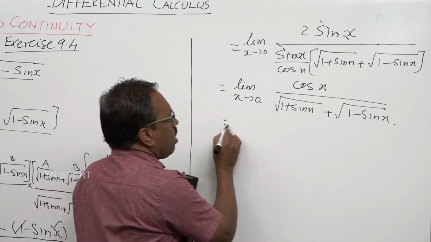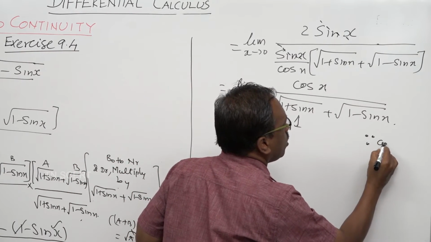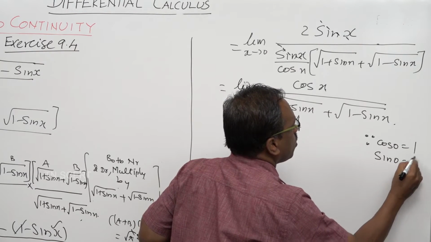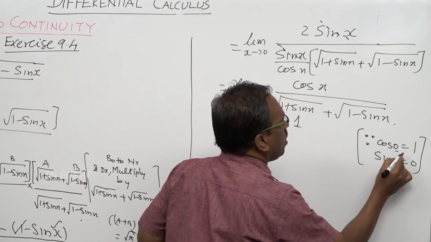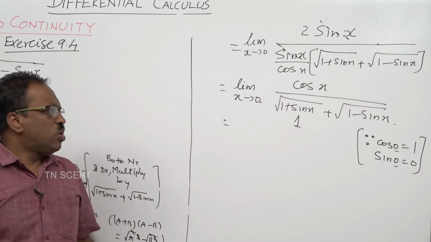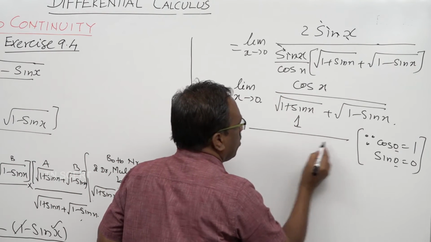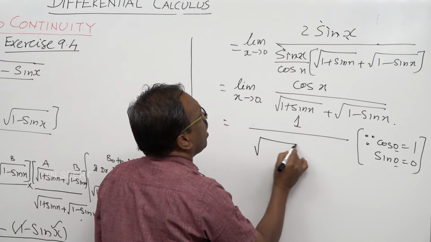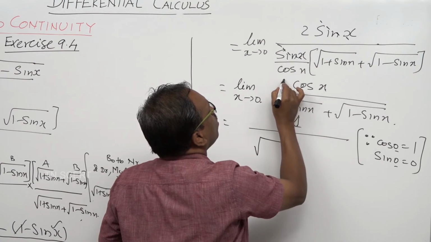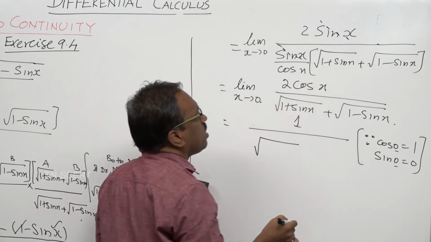What happened? Cos 0 is nothing but 1. Since cos 0 is 1 and sin 0 is 0, you know the value of each one. Sin 0 is 0, cos 0 is 1. So just apply here, and cos 0 is 1 here, divided by the square root of what happened. This part I just left alone here. Remember that 2 cos x is there. This sin and sin only getting cancelled, 2 remains as it is.